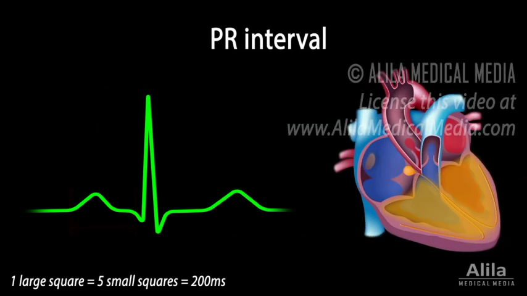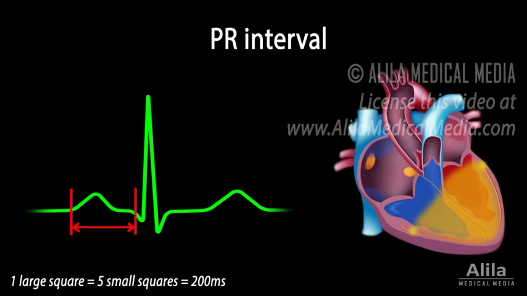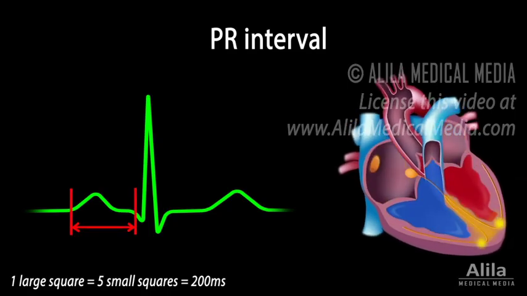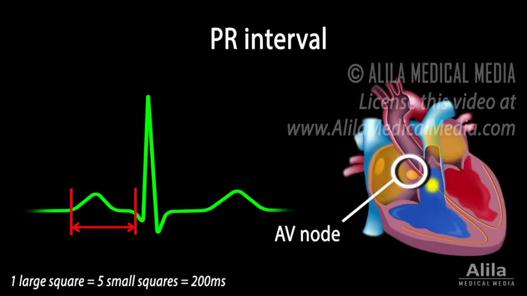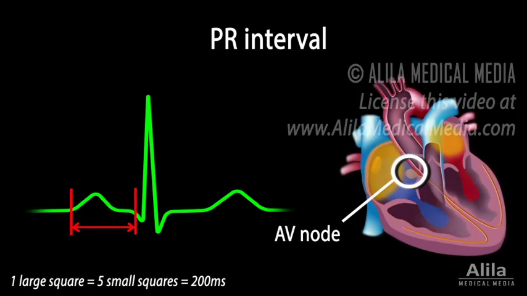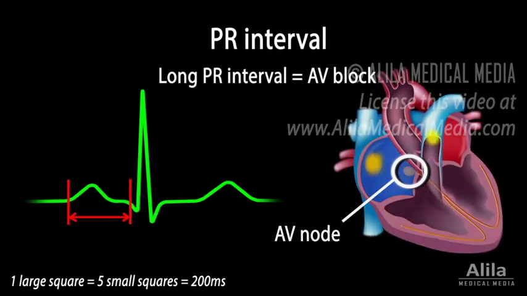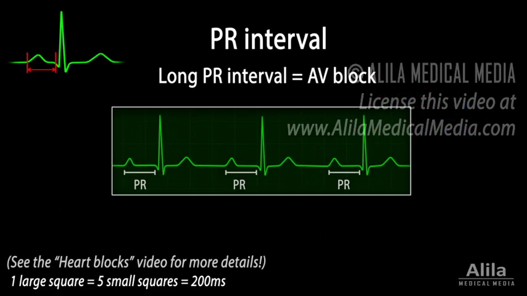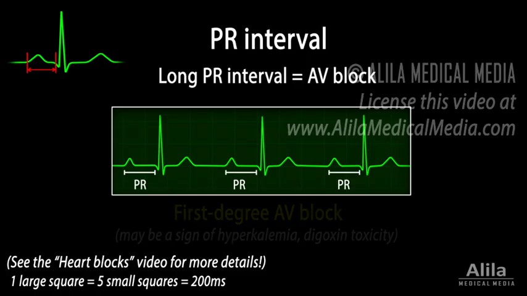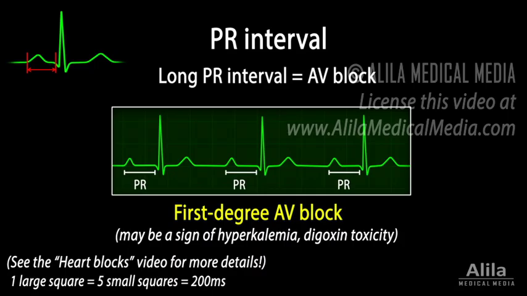The PR interval is measured from the start of P wave to the start of QRS complex and reflects the conduction through the AV node. A longer than normal PR interval signifies an abnormal delay in the AV node, or an AV block. A consistent long PR interval of more than 5 small squares constitutes first-degree heart block.